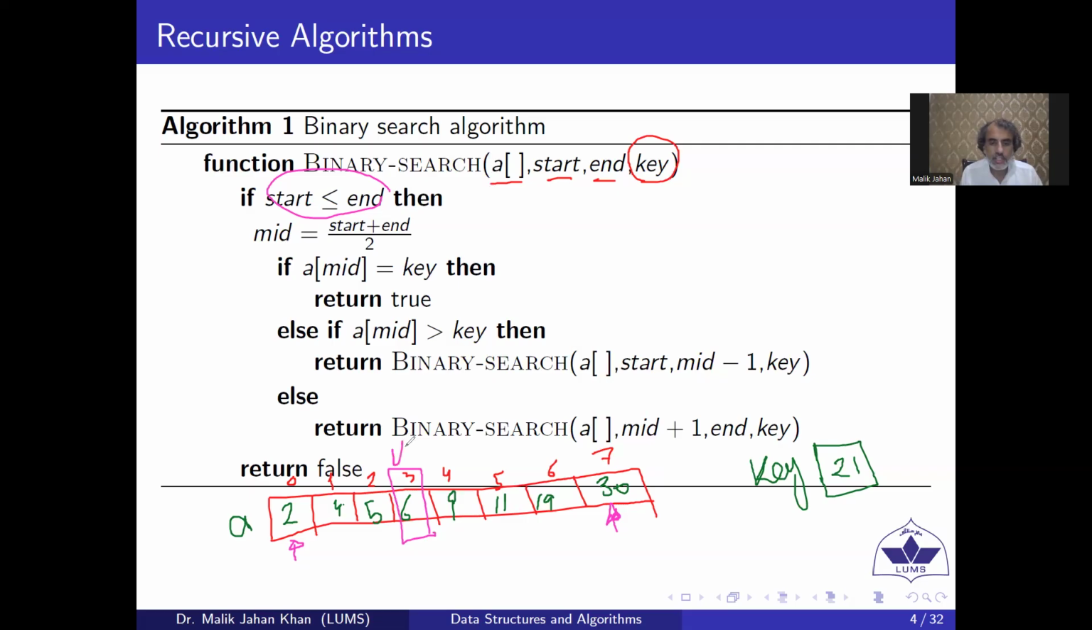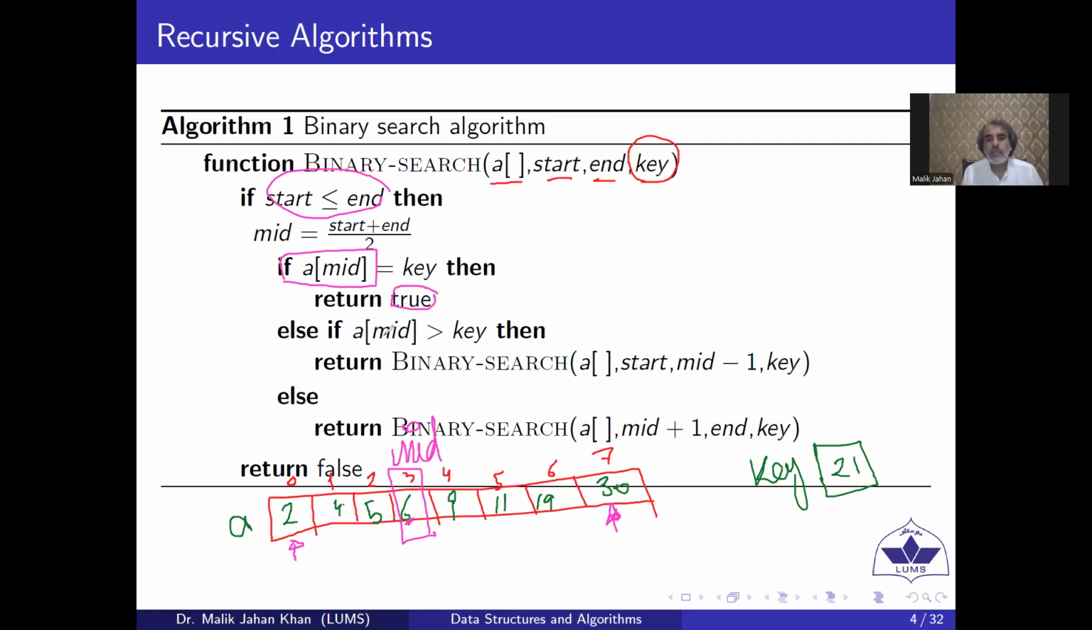So in the first iteration, we'll say that our mid is over here, right? So mid is 3. So what we do next is that we compare A of mid. A of mid is the item which is located at that index, that is 6. We compare it against key. If they are same, we are done and we'll return true.